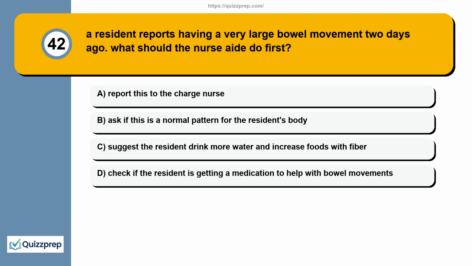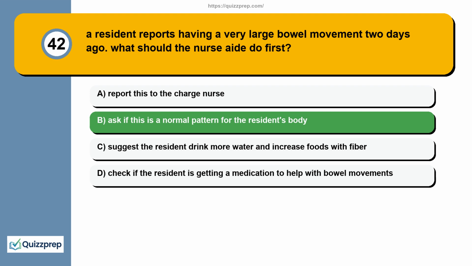Question 42. A resident reports having a very large bowel movement 2 days ago. What should the nurse aide do first? Option A, report this to the charge nurse. Option B, ask if this is a normal pattern for the resident's body. Option C, suggest the resident drink more water and increase foods with fiber. Option D, check if the resident is getting a medication to help with bowel movements. The correct answer is option B, ask if this is a normal pattern for the resident's body.